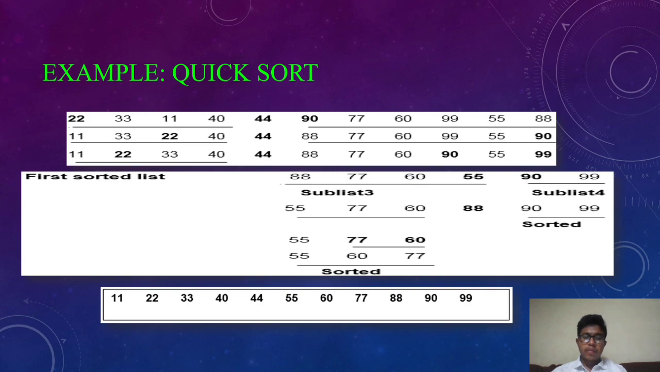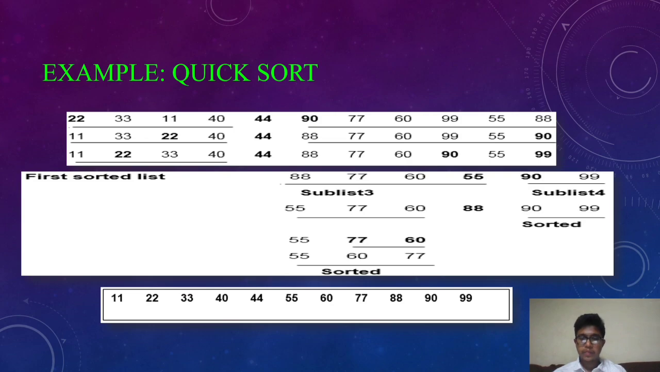Let's see another example of quicksort: 22, 33, 11, 44, 40, 90 and 77. The first sorted list is 88, 77, 60, 65, 55, 90, 99, and the sublist array is 55, 77, 60, 80, 90 and 99. Now finally, the sorted array from quicksort is 11, 22, 33, 40, 44, 55, 60, 77, 88, 90 and 99.